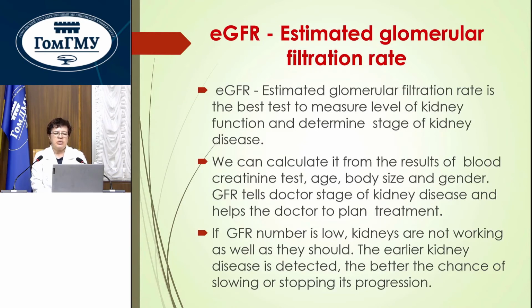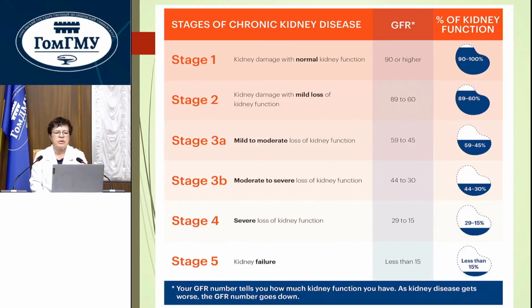Estimated glomerular filtration rate is the best test to measure the level of kidney function and determine the stage of kidney disease. We can calculate it from the results of a blood creatinine test, age, body size, and gender. Glomerular filtration rate tells doctors the stage of kidney disease and helps them plan treatment. If the glomerular filtration rate number is low, the kidneys are not working as well as they should. The earlier kidney disease is detected, the better the chance of slowing or stopping its progression.